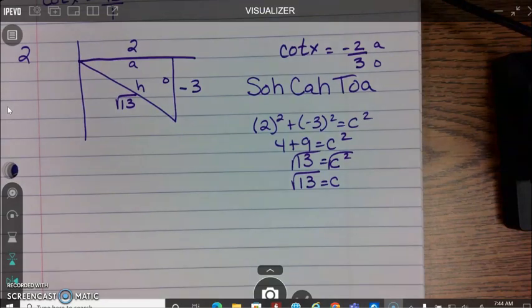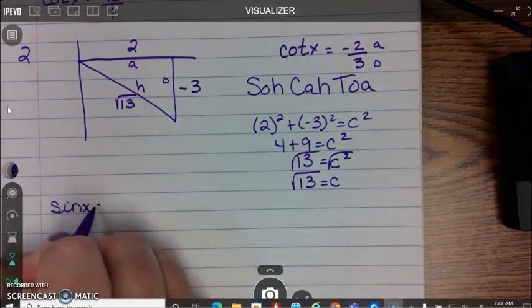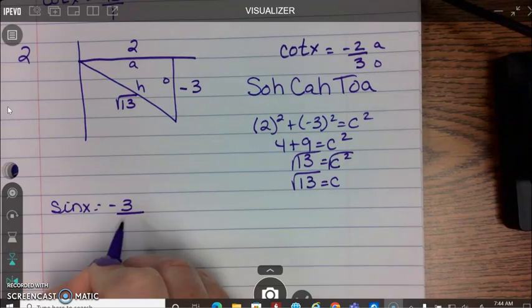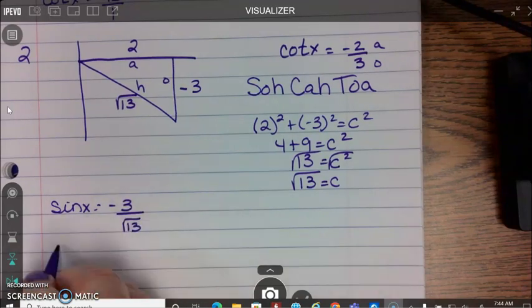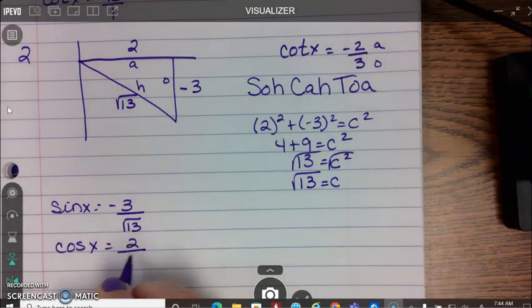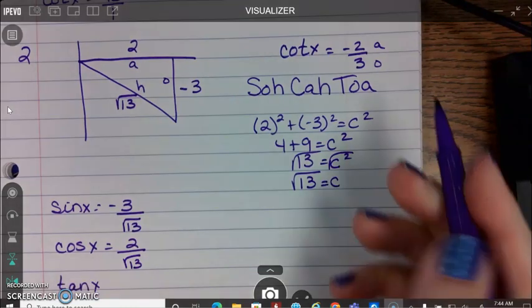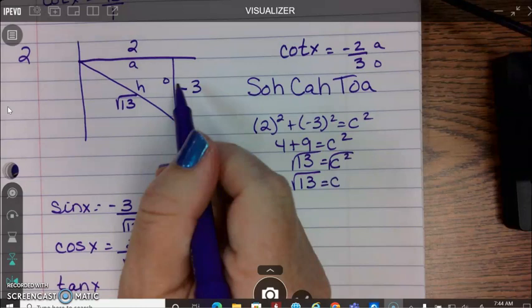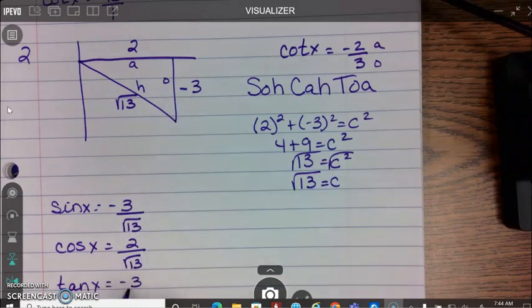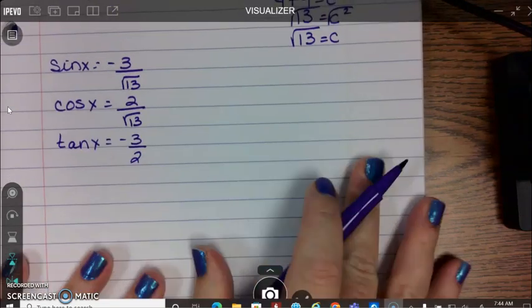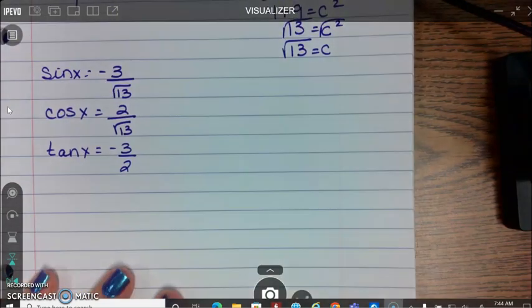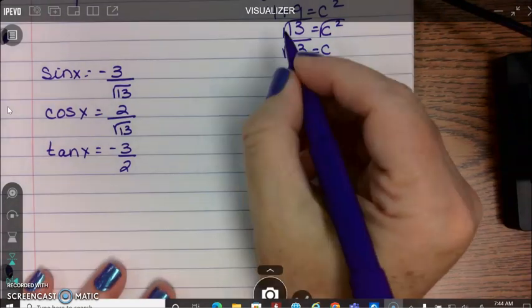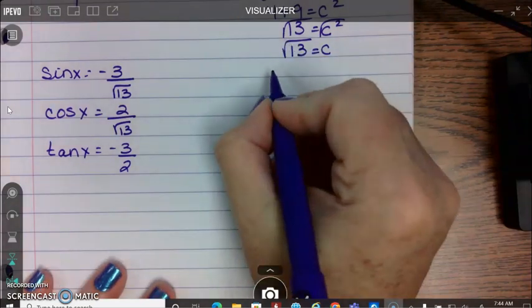So here we go. So sine, opposite over hypotenuse. Cosine, adjacent over hypotenuse. Now I'm going to tell you what we're going to do. Well, we can do tangent. Tangent is O over A. Okay. So now we're going to flip. Notice I did not rationalize these on purpose for now. I'm going to have to do this.